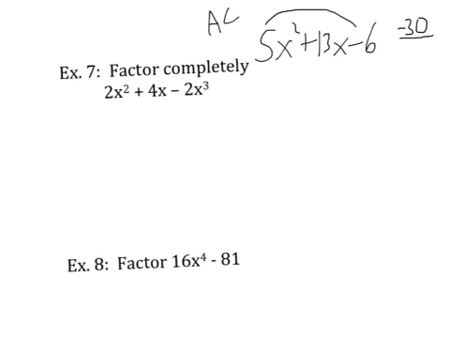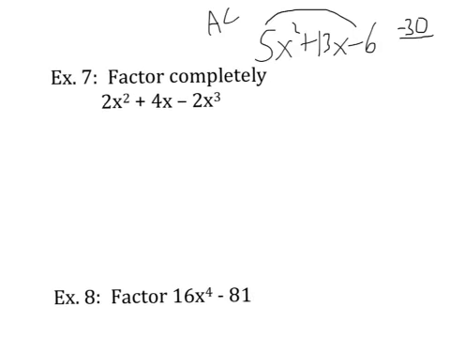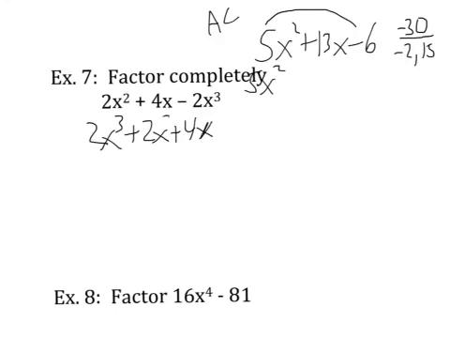All right. So it says factor completely. And so what this means is always look for the GCF first. But first of all, I'm going to rearrange these terms. So negative 2x cubed plus 2x squared plus 4x. And I'm going to factor out a negative 2x.